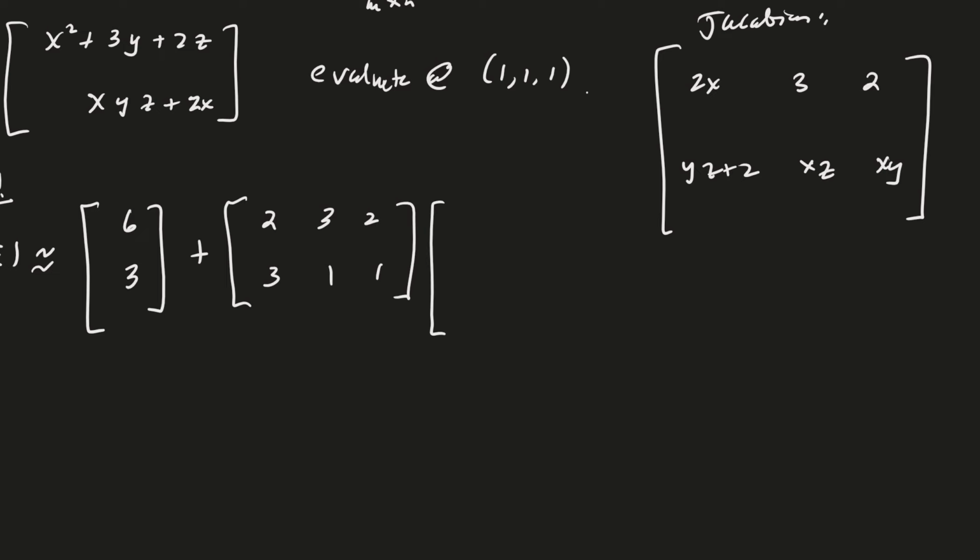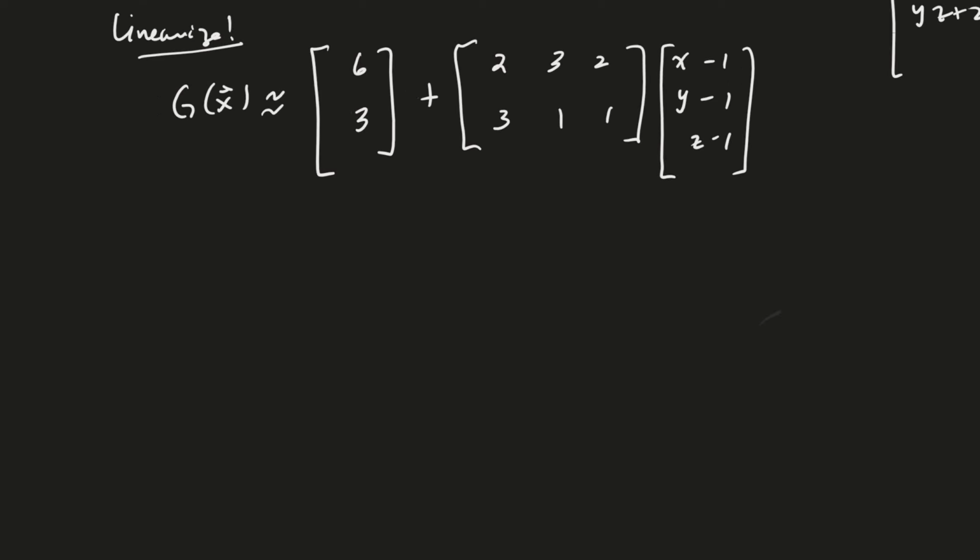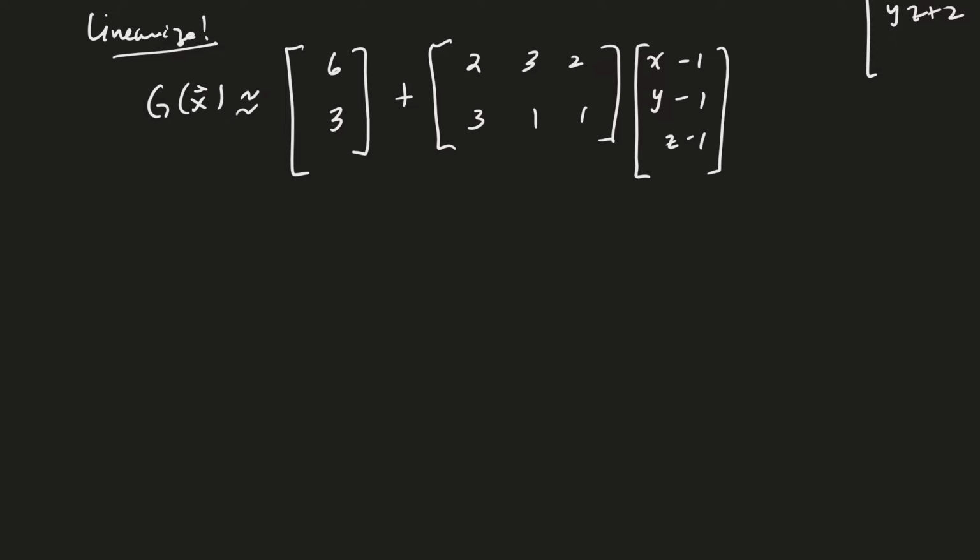And then you would multiply that by x minus 1, y minus 1, z minus 1. And there it is. That is your linearization. Good. All right. Now, why did we bring up this linearization? Just for fun? It is kind of fun once you get used to it. But no, it's for the multivariate Newton's method. So that's where we'll start next.